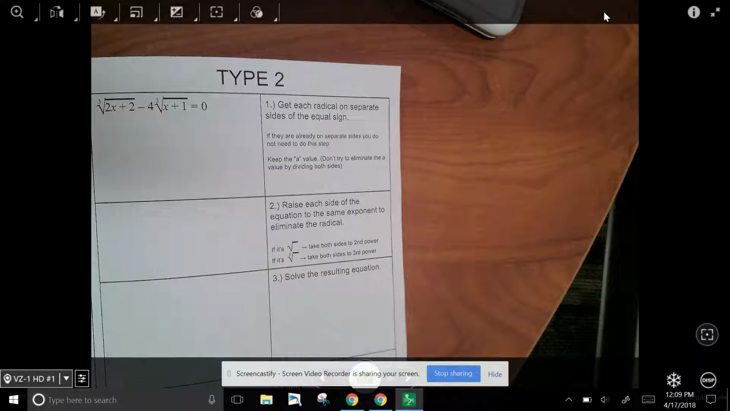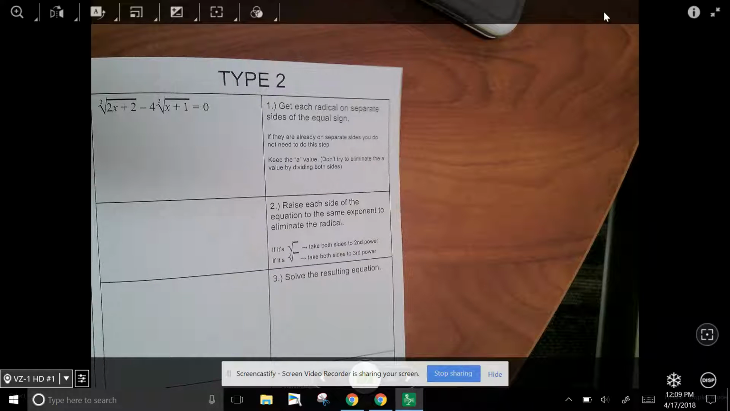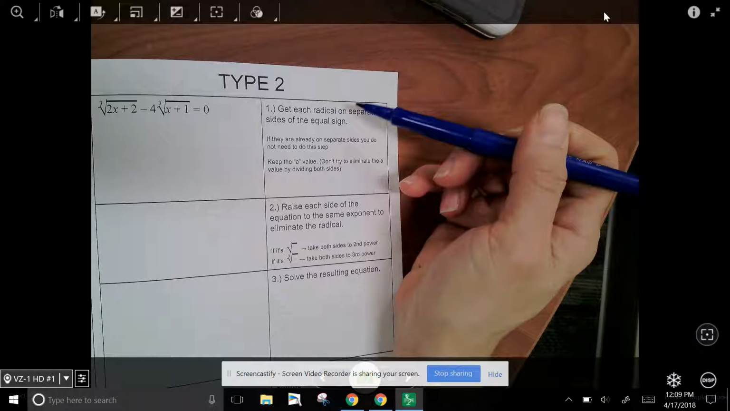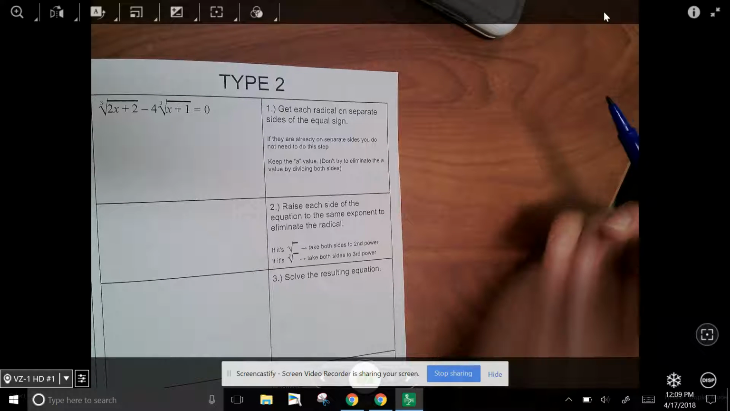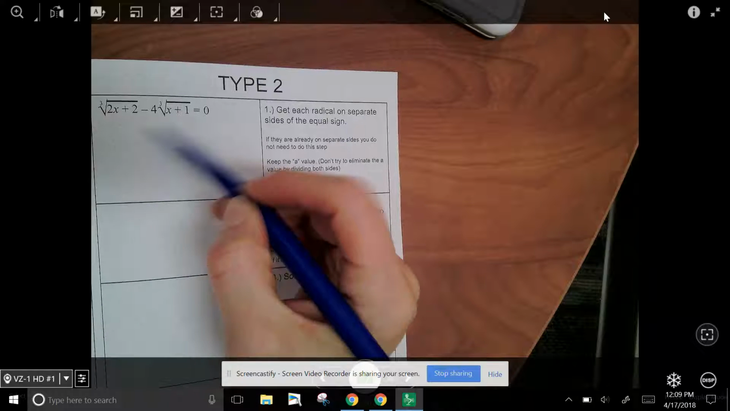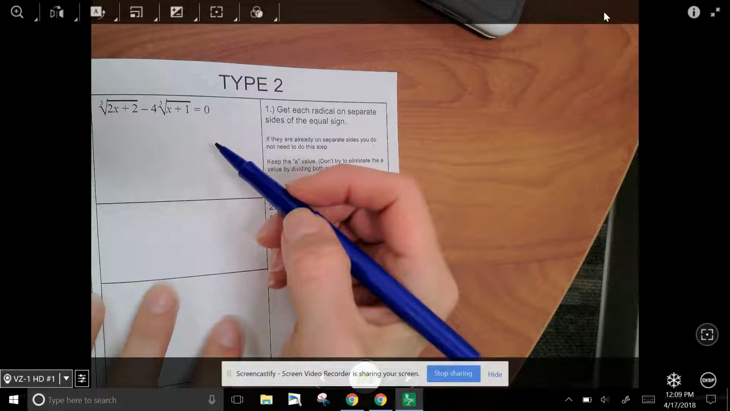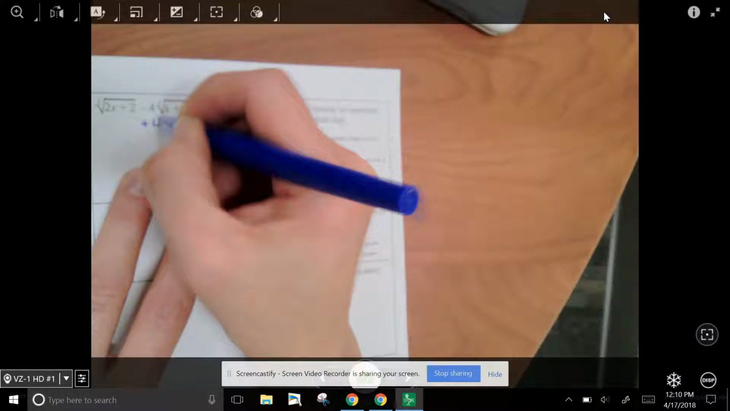This video is going to show you how to solve a type 2 radical equation. The first step is to get each radical on separate sides of the equal sign. You're going to algebraically move one to the other side because you'll see that both of them are here and it's equal to 0. I'm just going to add 4 cube root x plus 1 to both sides in order to move all of that.